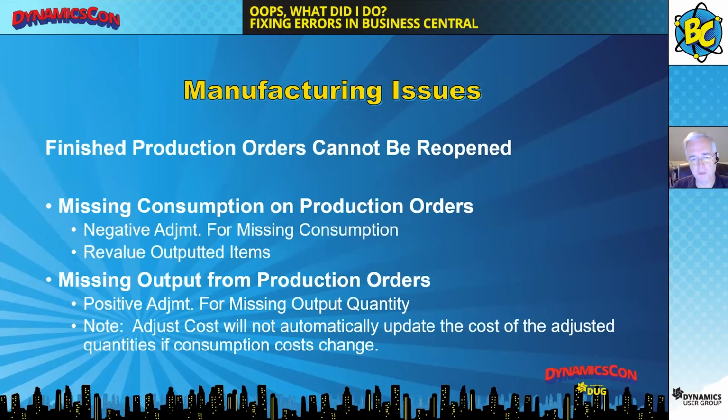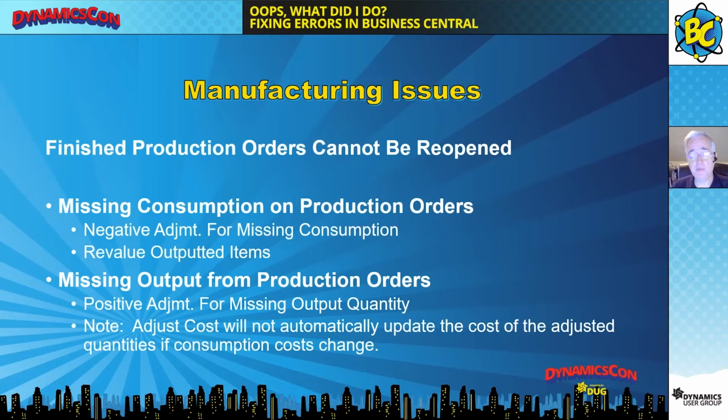The two issues: missing consumption and missing output from production orders. Be aware that if you have a production order that is finished, you can't make any changes to it. And that's just a safeguard. It would be nice if there could be a way to do that within standard Business Central, but unfortunately, with those production orders, you can't reopen them and post corrections to them.